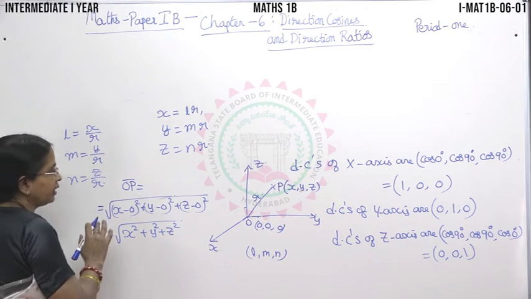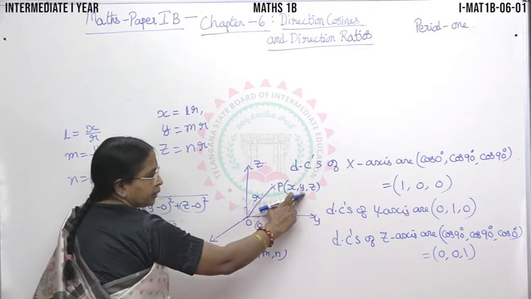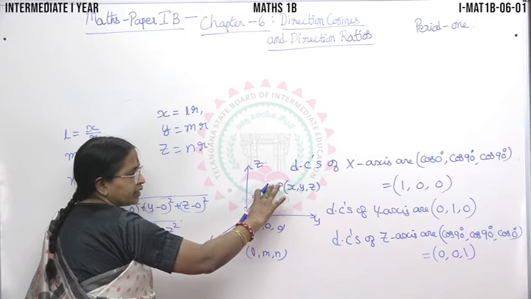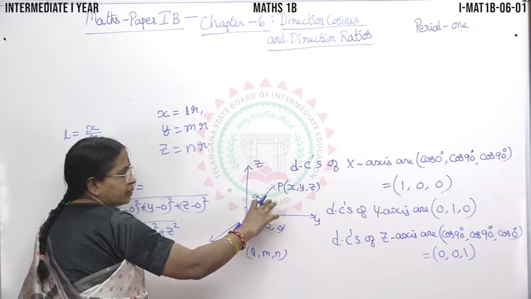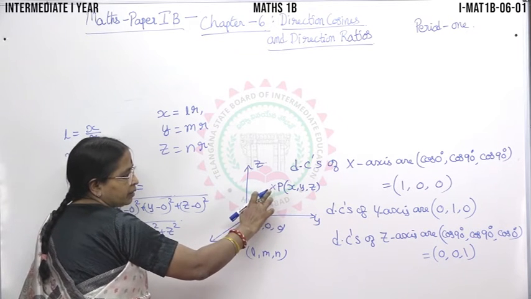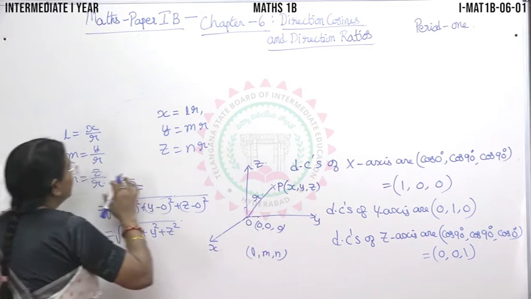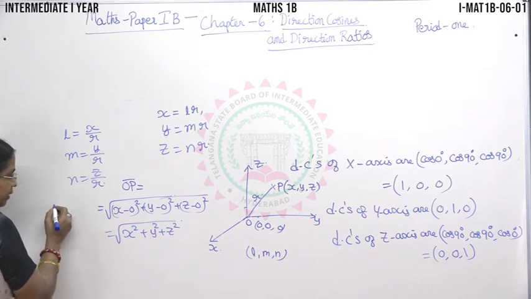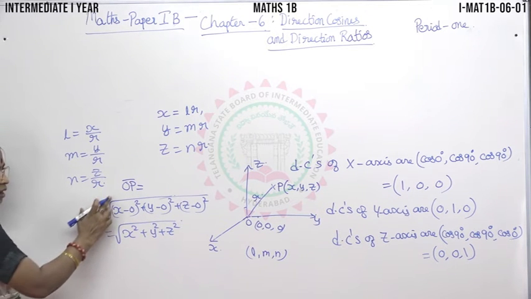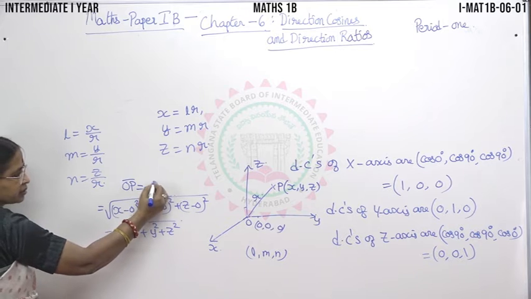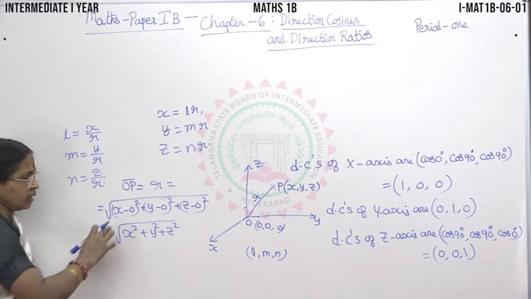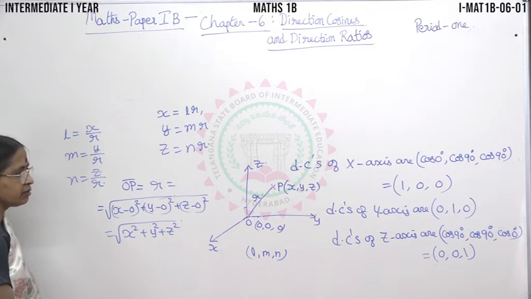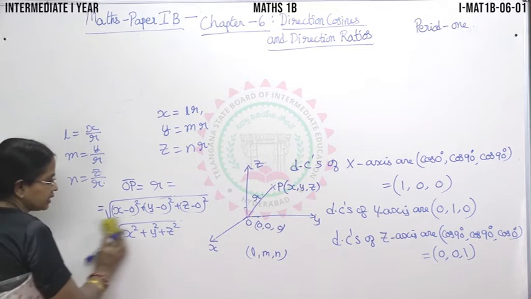So if you are given a point P and you have to find the direction cosines of the ray OP, then the direction cosines of OP are nothing but x by R, y by R, z by R, where R is equal to the OP distance. You know the distance formula. So the OP distance R is equal to root of x square plus y square plus z square.